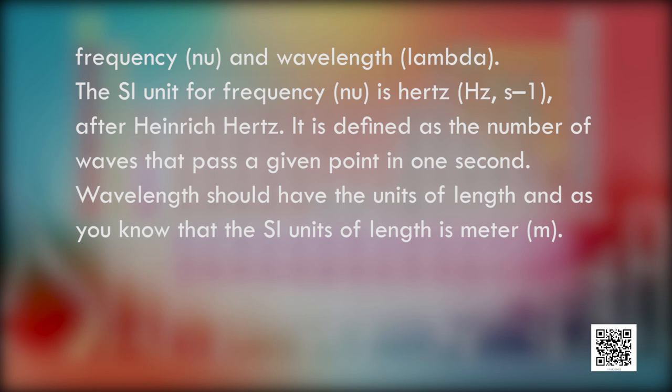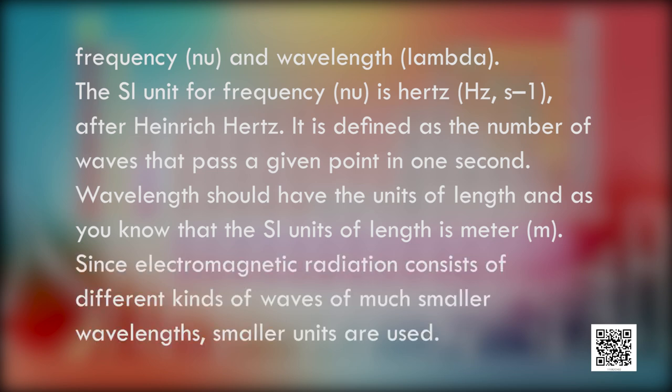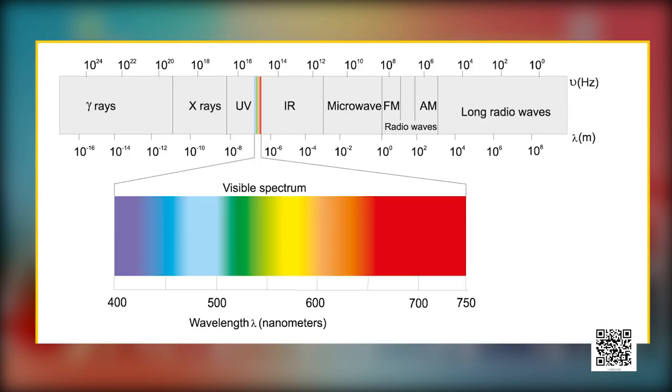As you know, the SI unit of length is meter. Since electromagnetic radiations consist of different kinds of waves of much smaller wavelengths, smaller units are used. Have a look at different types of electromagnetic radiations on the screen. These differ from one another in wavelengths and frequencies.